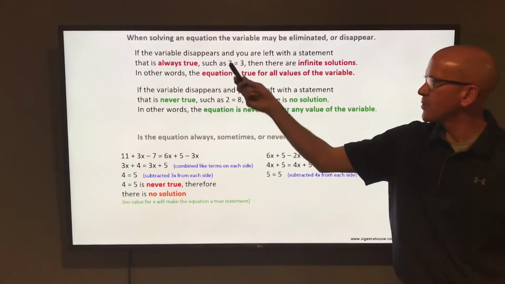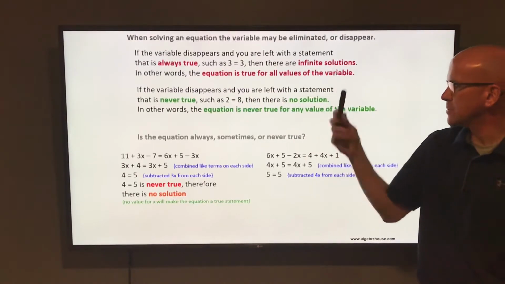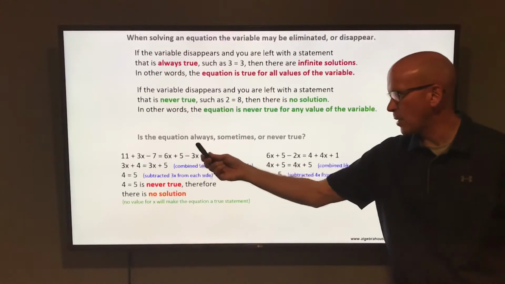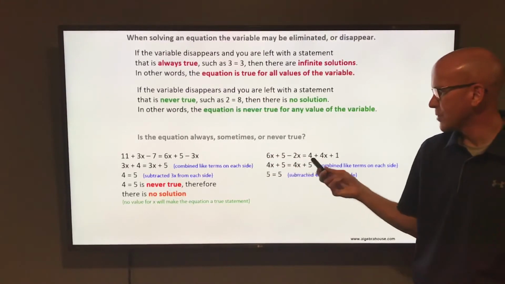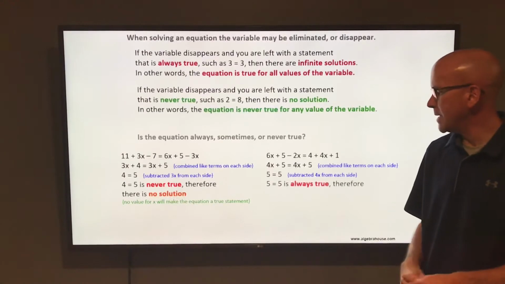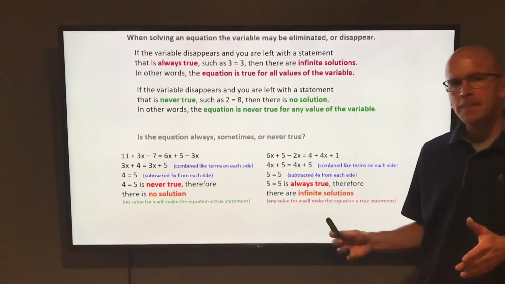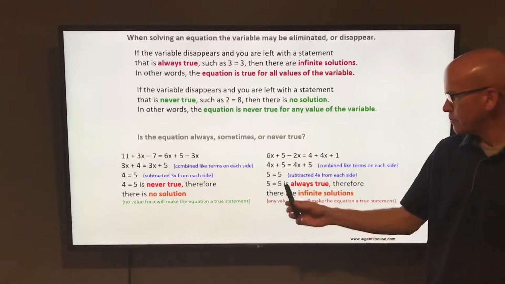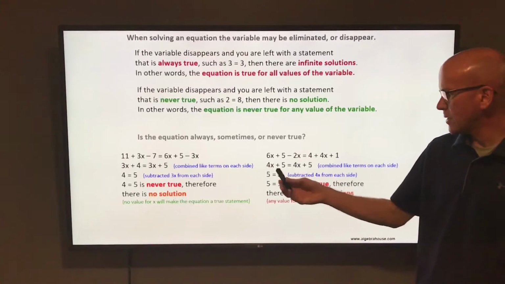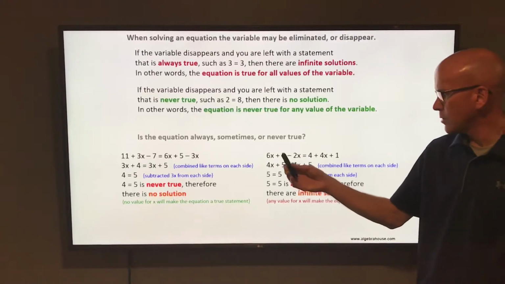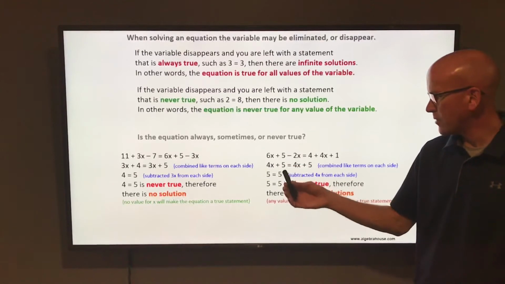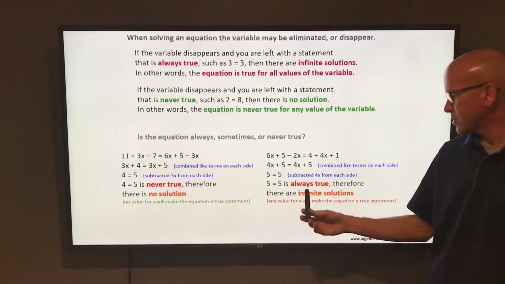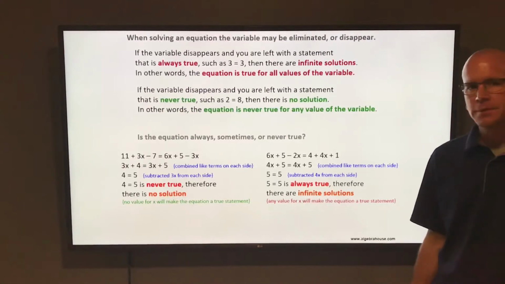If the statement is always true, that means there will be infinite solutions. So to answer this question, this particular equation is always true, and what that really means is there are infinite solutions. You could put any value in for x, and it's going to make a true statement, because really both sides are equal to each other. No matter where you look at it, as you're working through this, both sides are equal to each other. So you could put anything in for x. It's always true, meaning there are infinite solutions.